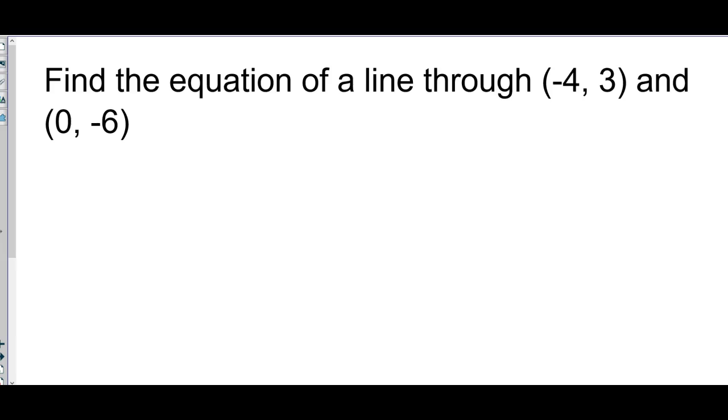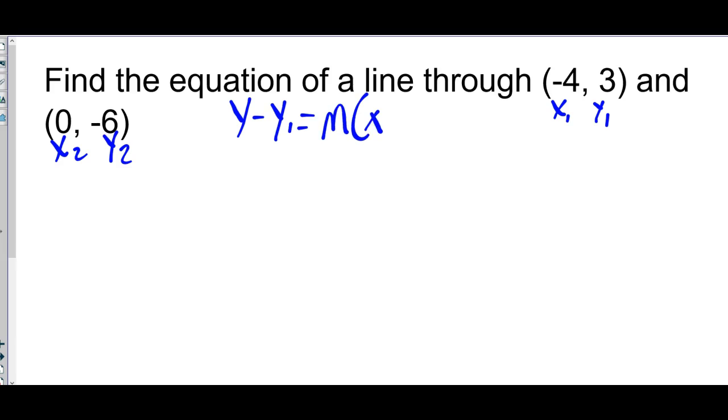One more. This is number 7 from your LSU worksheet. It's sort of like the last one. They give me 2 coordinates. I'm going to call them x1, y1, and x2, y2. I am eventually going to use the point slope formula, y minus y1 equals m times x minus x1, but I don't have the slope yet. So again, I need to break from there and come to the slope formula.